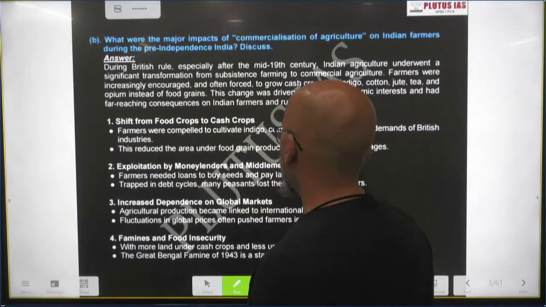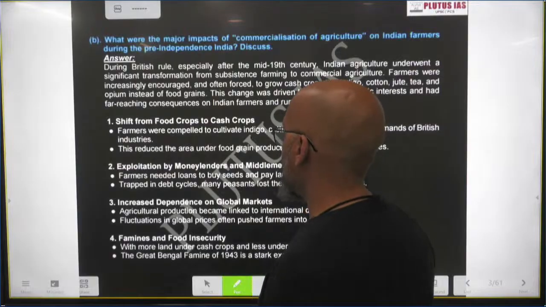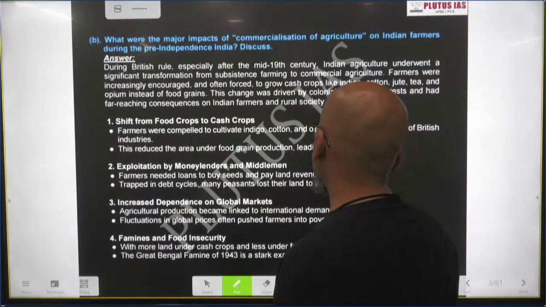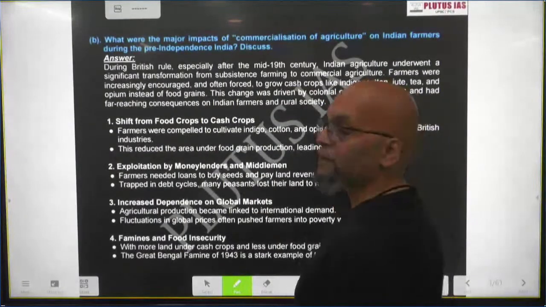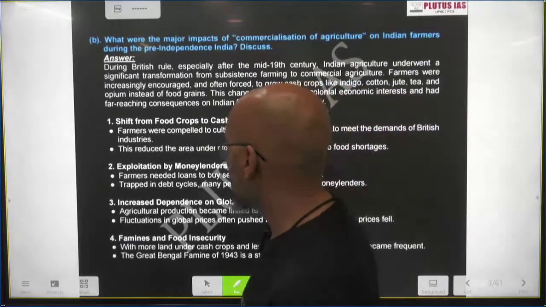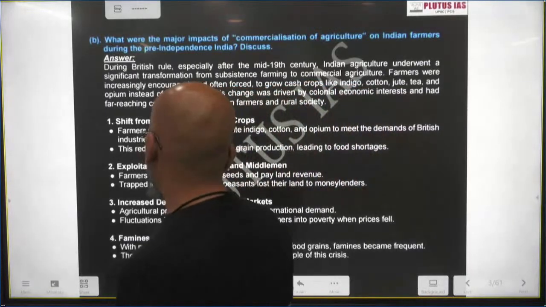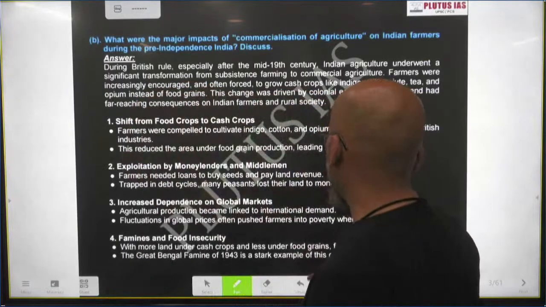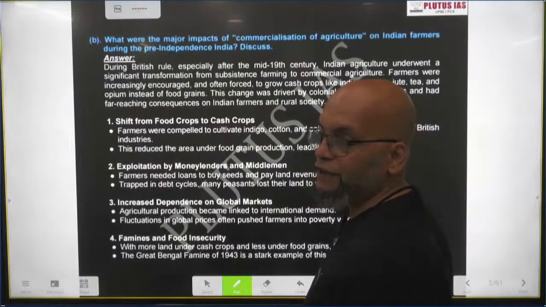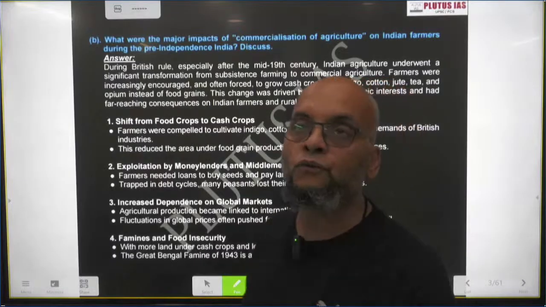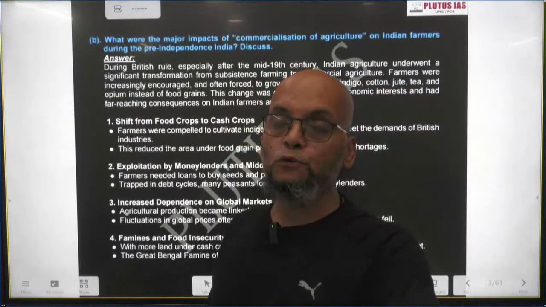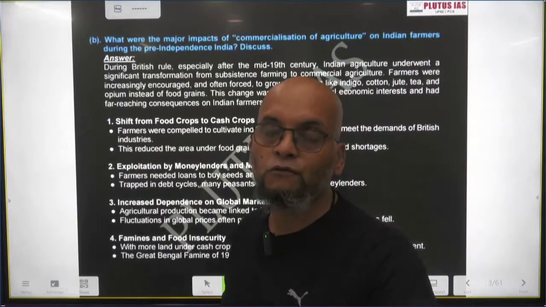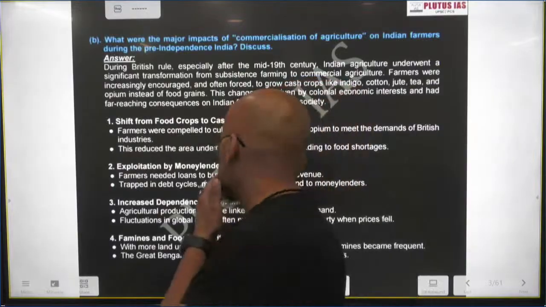Agricultural production became linked to international demand. Fluctuation in global prices often pushed farmers into poverty when prices fell. Next, famines and food insecurity. With more land under cash crops and less under food grains, famines became frequent. Obviously, there will be shortage of food because most of the land was used for the production of cash crops, not the food crops. So there was shortage of food leading to famines.